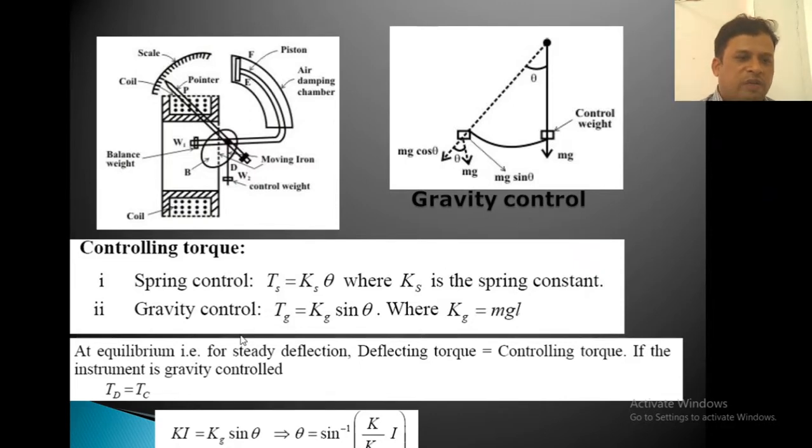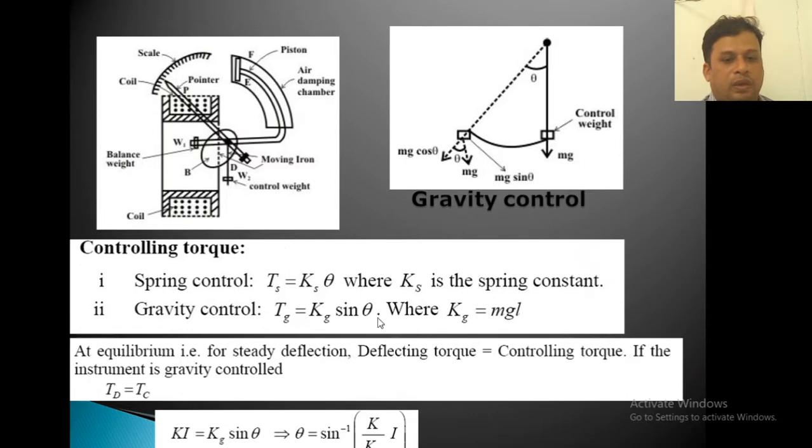At equilibrium, that is for steady deflection, deflecting torque is equal to controlling torque. Then it is said that Td equals Tc, and by writing the constants, k into I equals Kg sin theta, or theta equals sin inverse of k by Kg into I.